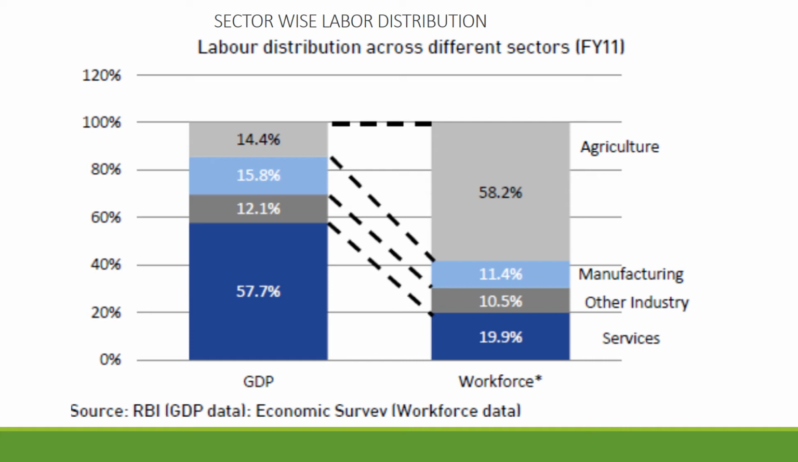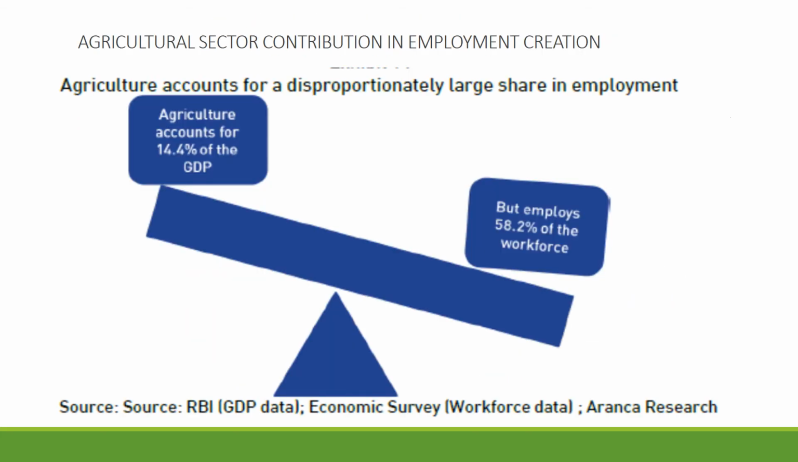At the same time, 11.4% is the contribution of labor from the manufacturing sector and other industries 10.5%. And finally, services 19.9% labor contribution. In the agriculture sector, the contribution in employment, there is a disproportionately large share of employment coming from agriculture when compared to its GDP contribution of 14.4%.